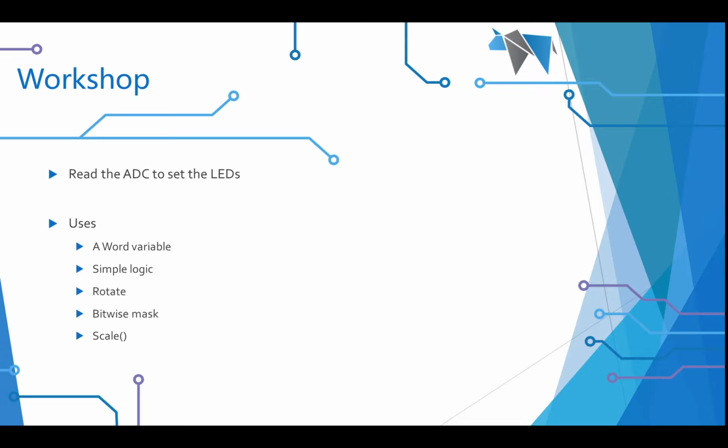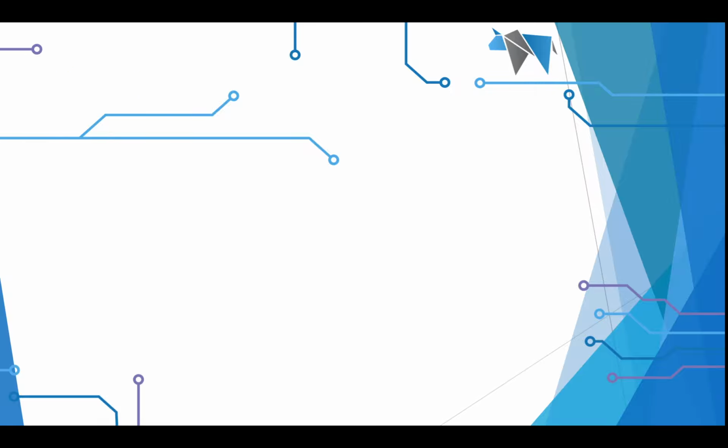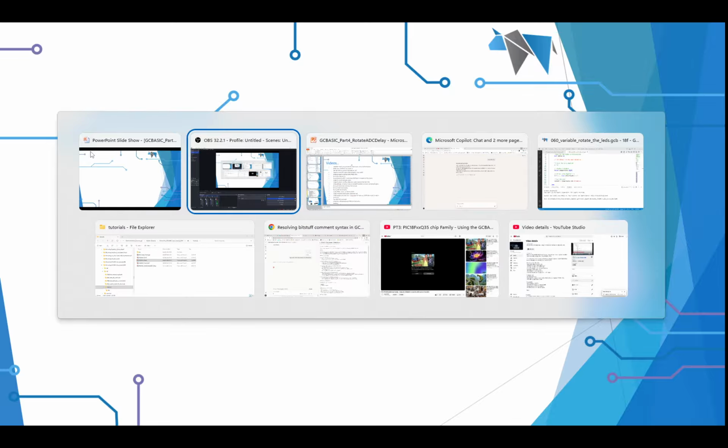We're going to use different variables. We've only used a word so far. We're going to use some simple logic, rotate. We're going to do some masking, and we're going to do some scaling. So it's quite a complex piece of code, but it does show some of the capabilities.